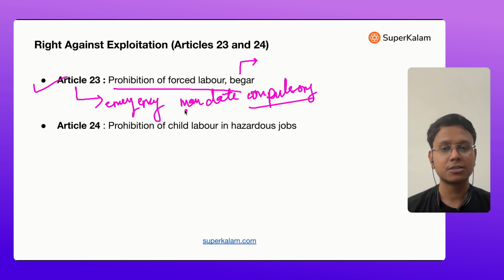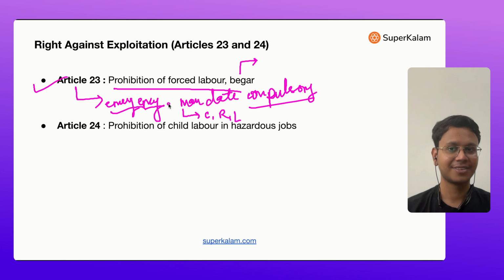But the government has to ensure that in such cases, it is not distinguishing in terms of caste, religion, or languages. If the government is doing any emergency measures, it has to ensure this.